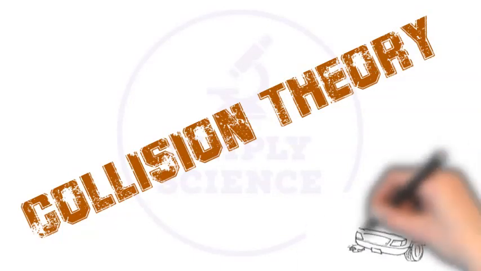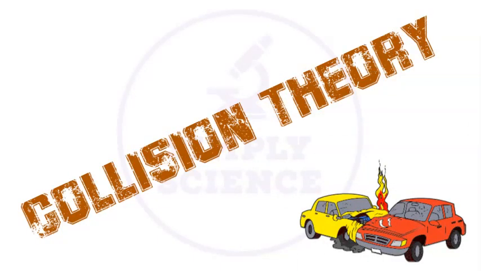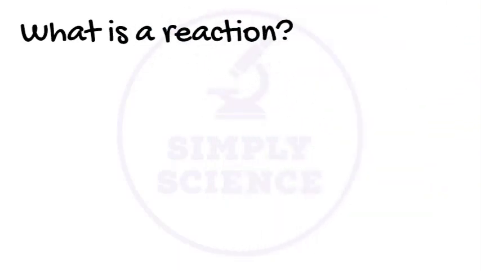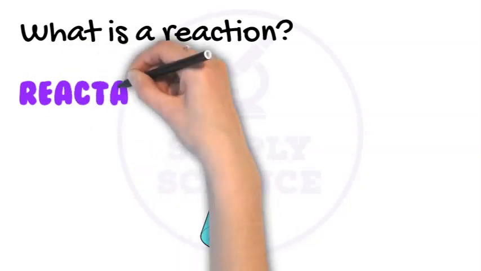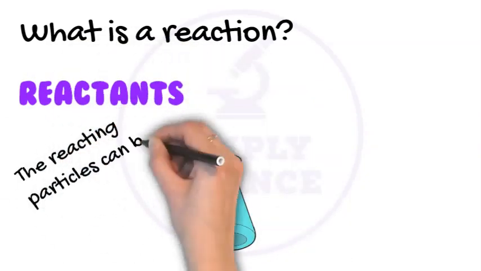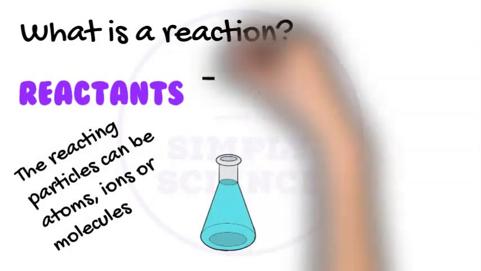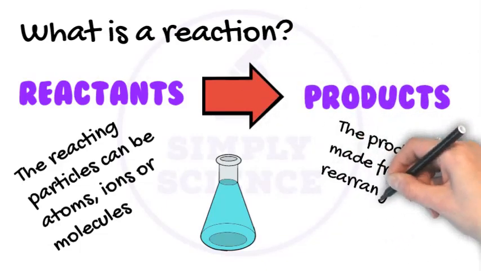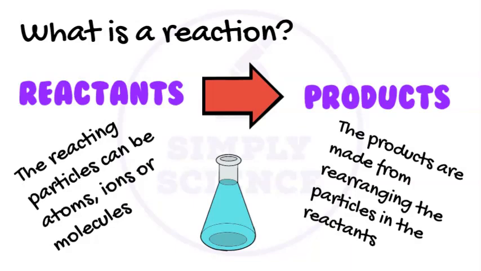To understand collision theory, we need to understand what a reaction is. In a chemical reaction, reacting particles must collide together with enough energy to react. The particles can be atoms, ions, or molecules. The products that are formed are made from the particles in the reactants. The speed at which this happens is dependent on a range of factors.